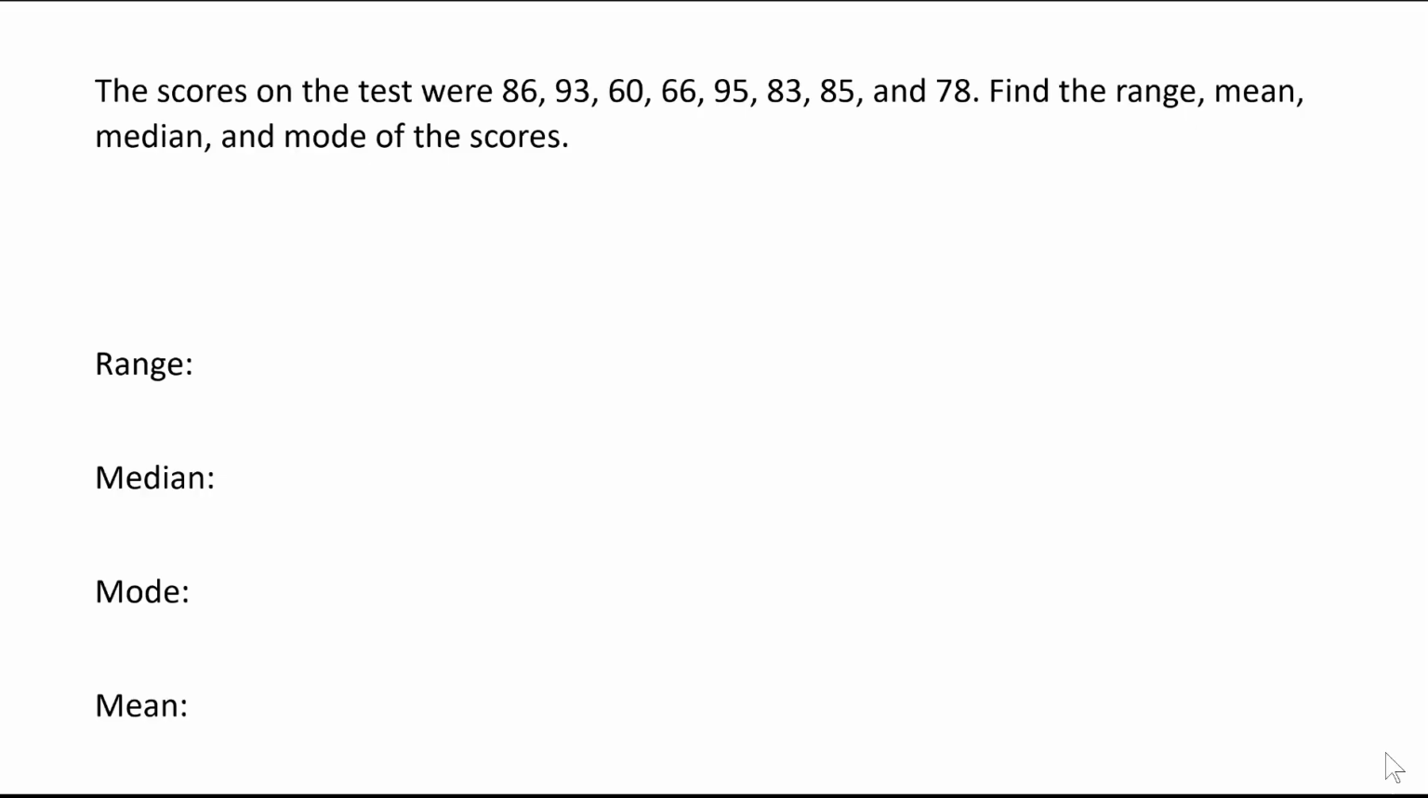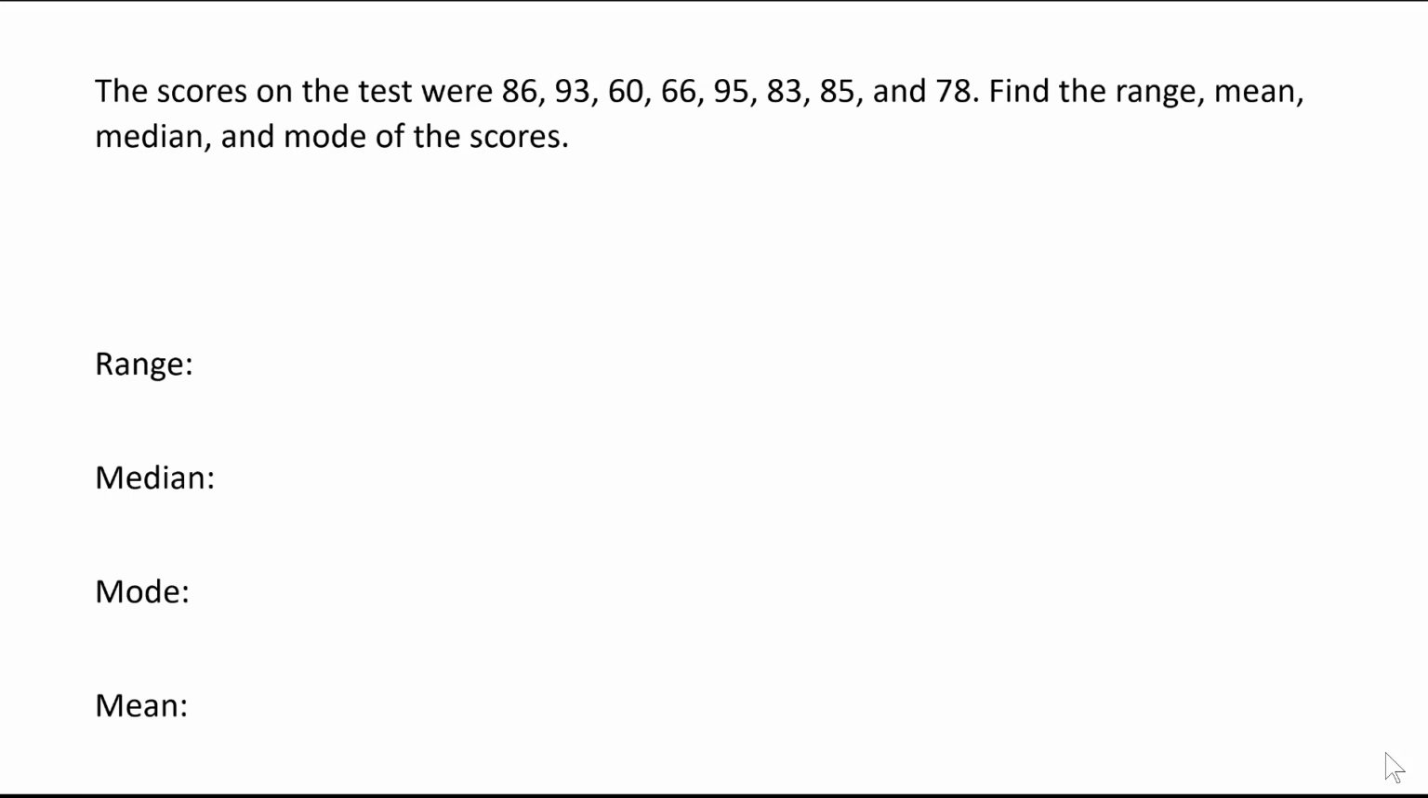Okay, so first of all, I'm just going to go ahead and finish up the couple of problems that we didn't get to on the mean, median, mode, and range. So I'll just run through these real quick since we already went over one of these. If you have all these test scores, you have 8 test scores here: 86, 93, 60, 66, 95, 83, 85, and 78. And they want you to find the range, mean, median, and mode of the scores.